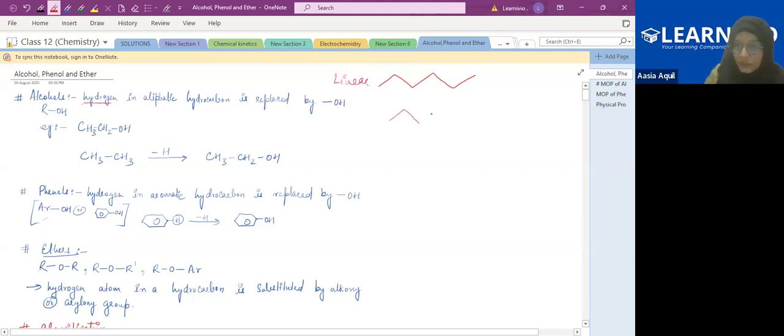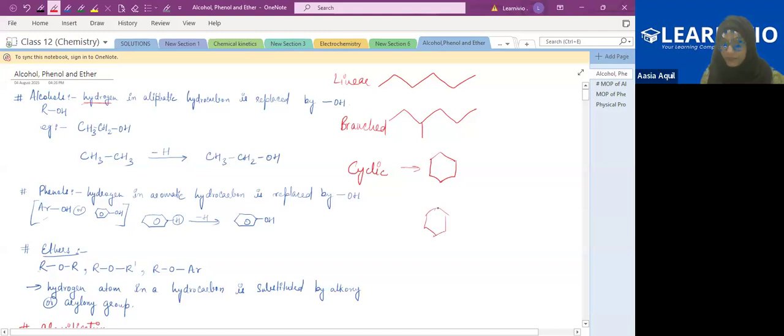Second type is your branched aliphatic hydrocarbon. If you will see some substitution over there, it is a branched aliphatic system. And one more type is the cyclic system. This is again an aliphatic ring. It is not aromatic. Don't be confused in that. So this is your cyclic aliphatic hydrocarbon. You can see only single bond is present.